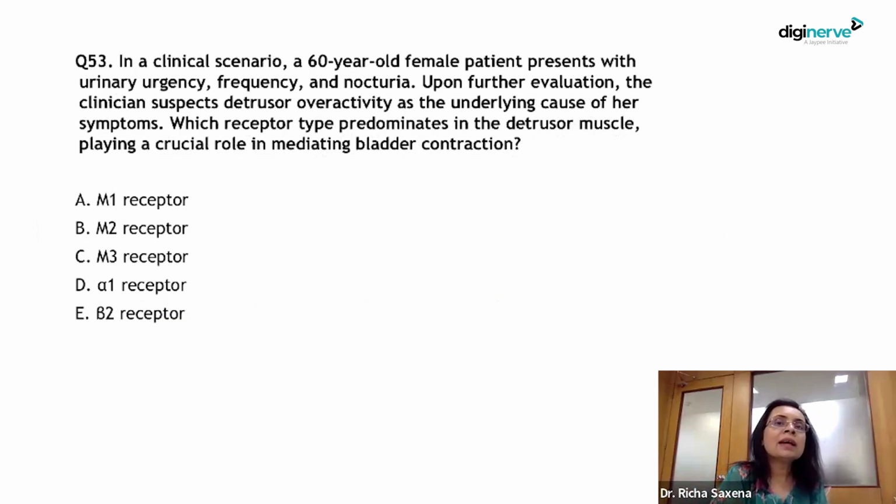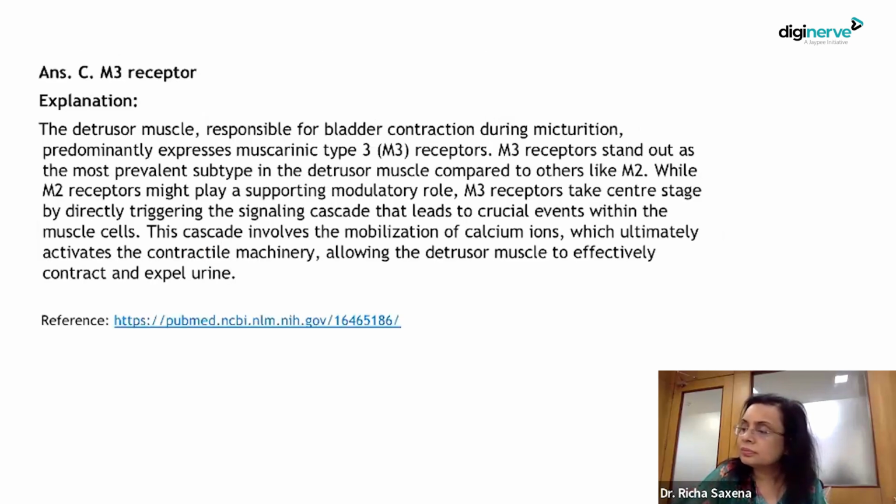In our clinical scenario, a 60-year-old female patient presents with urinary urgency, frequency, and nocturia. Upon further evaluation, the clinician suspects detrusor overactivity as the underlying cause of her symptoms. Which receptor type predominates in the detrusor muscle, playing a crucial role in mediating bladder contraction? So what kind of receptors are predominant in the detrusor muscles? It is the M3 receptors.